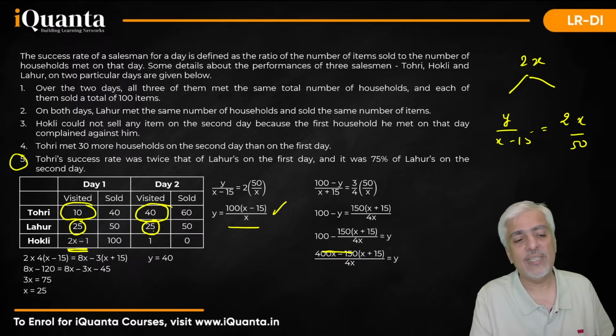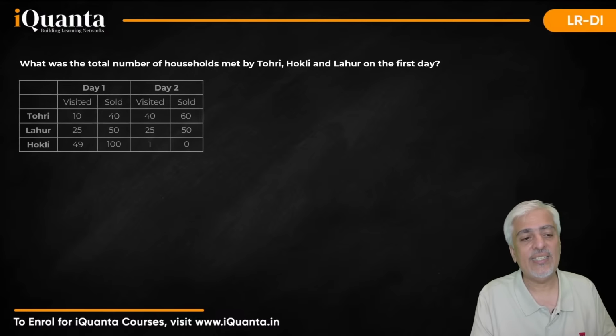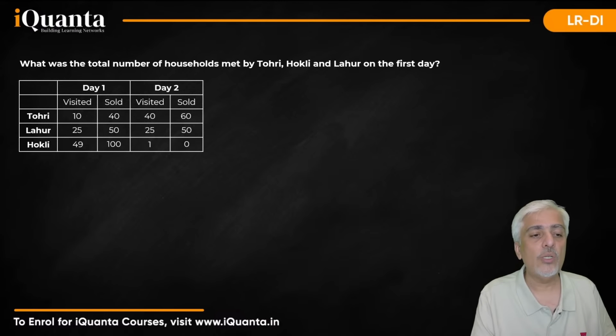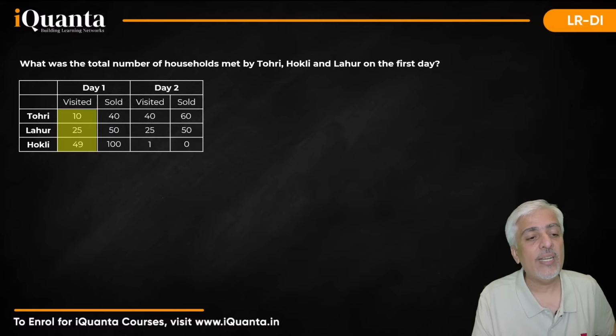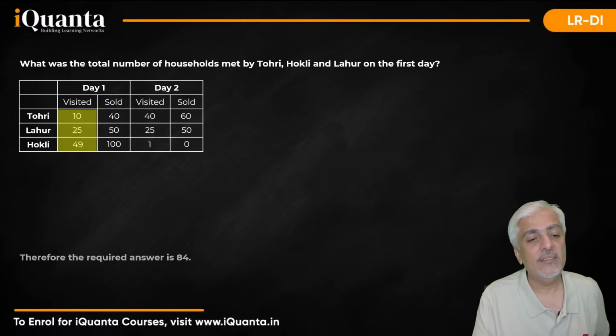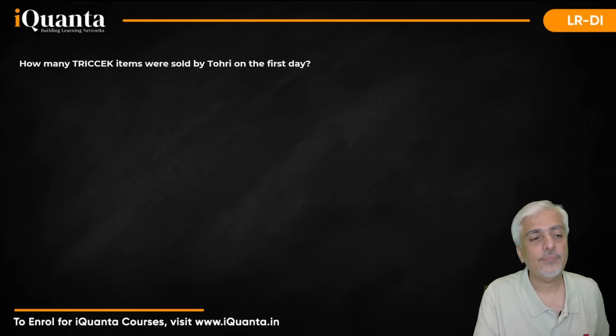Obviously, I have just put the values in the table and nothing else. Just take those tables and solve it. Total number of households visited by Tori, Hockley and Lahore on the first day: 10, 25 and 49. That will become 84. You would never have guessed that 84 is a random answer, obviously.